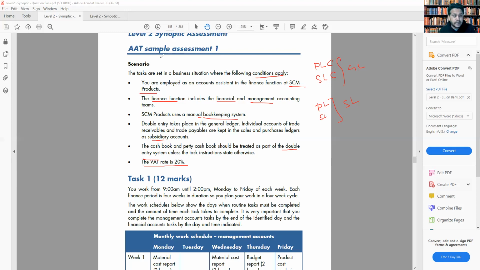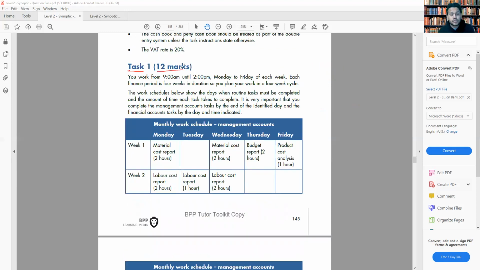Okay, so we have Task 1 for 12 marks. Let's have a look at what we have here. You work from 9 to 2. So the job starts at 9 o'clock and finishes at 2 p.m., Monday to Friday each week. Each finance period is 4 weeks in duration, so you plan your work in a 4-week cycle.